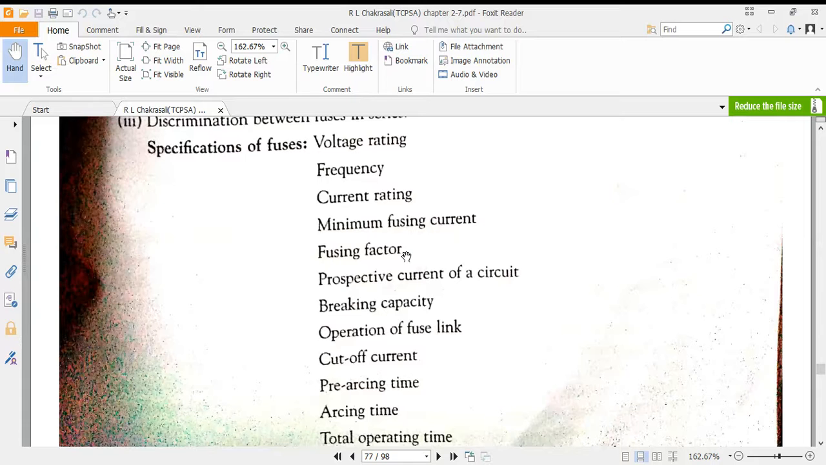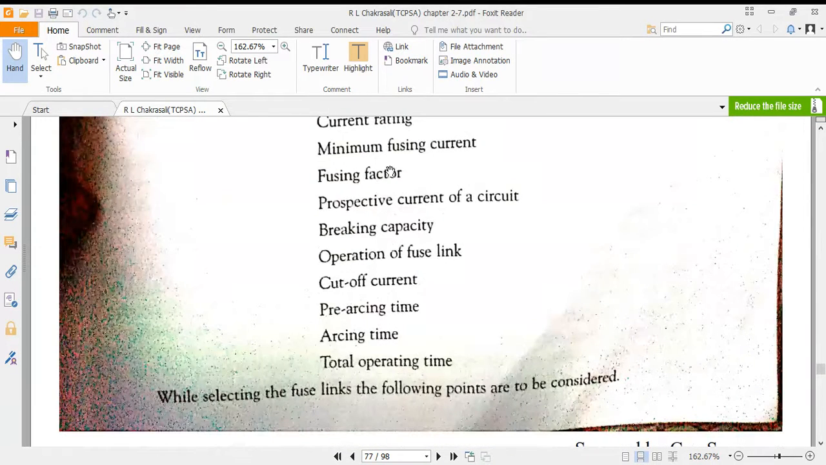Fusing factor. So fusing current is 1 ampere, fusing factor may be 1.1. So whether you would like to keep fusing factor more or how much, that needs to be decided. Prospective current of the circuit. So if that particular circuit is taking generally 20% overload many a times, then we can keep the fusing factor as 1.2, so that for a short duration, it can understand it's an overload. It's not a short circuit.